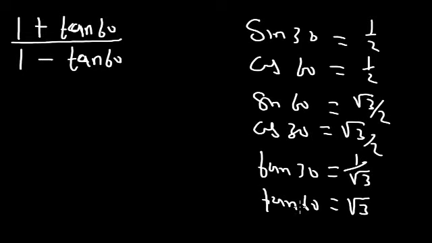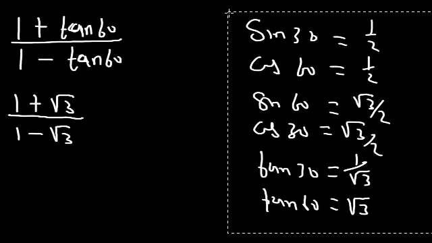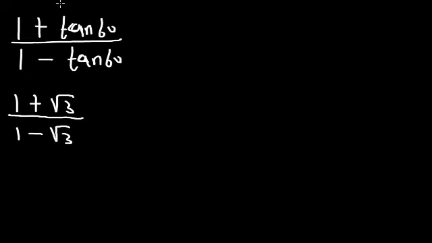So now let's apply all these. Let's analyze them using some examples. So let's begin with the first one. Right now I will just replace tan 60 with the corresponding value, which is root 3. So the expression will turn out to be 1 plus root 3 divided by 1 minus root 3. Now it turns out that I have a surd in the denominator, and I can't leave my answer this way.